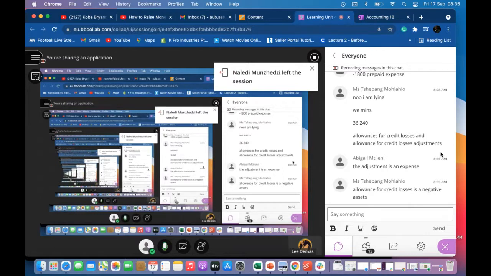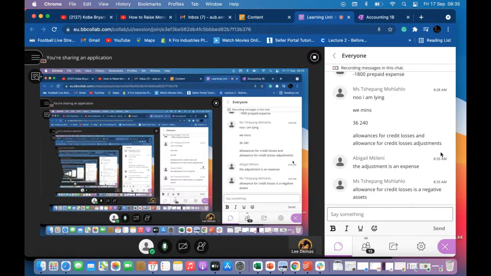Okay, allowance for credit losses is a negative asset. Yes, adjustment is an expense. Okay, 100%. Thank you, Abigail. Thank you, Tapang. 100%.